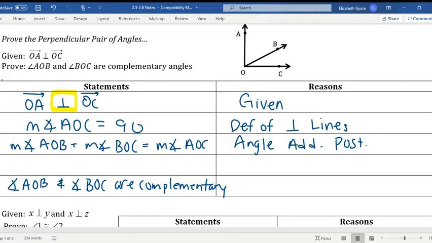Good. All right, so again, I still got to get that the measure of angle AOB plus the measure of angle BOC are 90 degrees, right? I got to show they're complementary. So how can I take the information I have now and go somewhere else with it, Matt? Very good. I can substitute 90 in place of the measure of angle AOC. So let's do that. Measure of angle AOB plus the measure of angle BOC equals 90 degrees. And Matt said that is the substitution property.